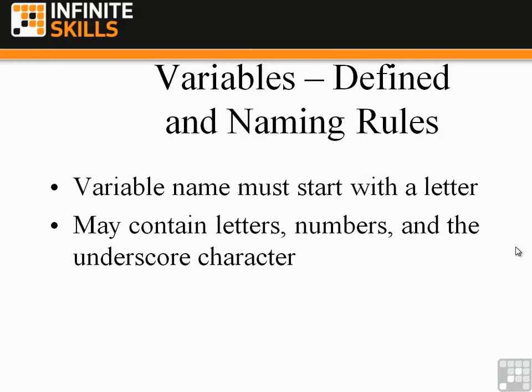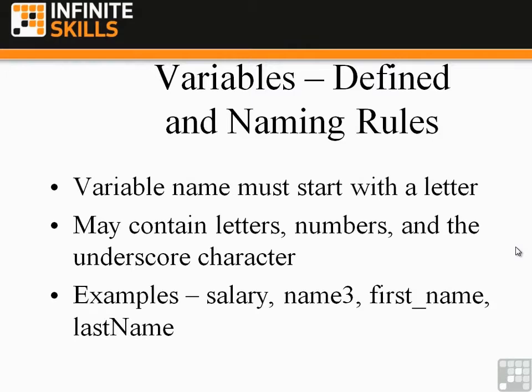But notice that we don't include symbols like the $ or the %. So variable names are limited to a starting letter followed by any combination of letters, numbers, and the underscore character. Some examples of variable names are salary, name3, first_name, and lastName, where the second part of the variable name is capitalized. We use that style, called camel casing, instead of underscores to make it a little bit easier to type the variable name.